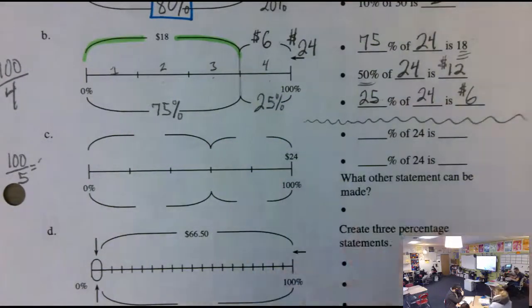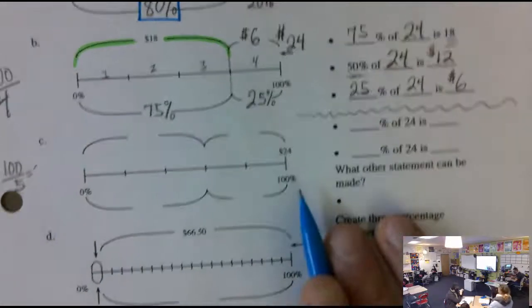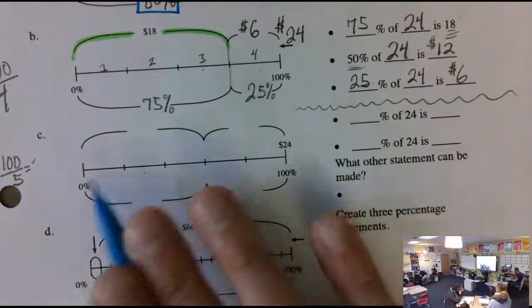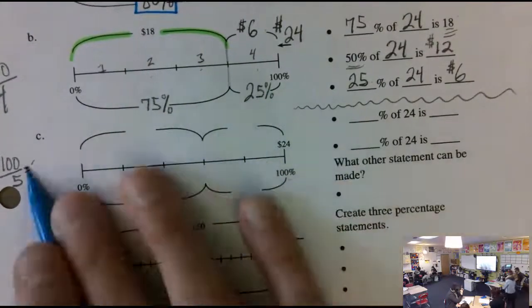So in C, the first thing we said we were going to do is take our 100% and divide by 5, because there are 5 sections here. What's 100 divided by 5?